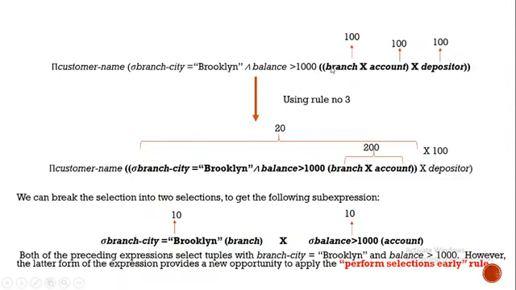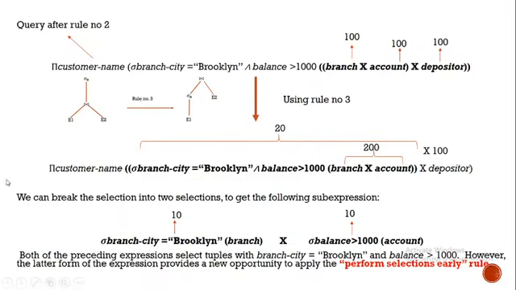So why have we done this? We have done this so that we perform the joining of branch and account first, and then after applying rule number 3, with the change of a few brackets, we can see we are doing the selection first. We are joining branch and account relations, and from the resulting relation we are selecting only those tuples where branch city is equal to Brooklyn and balance is greater than 1000.